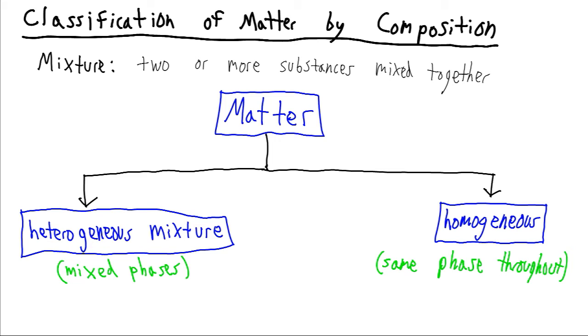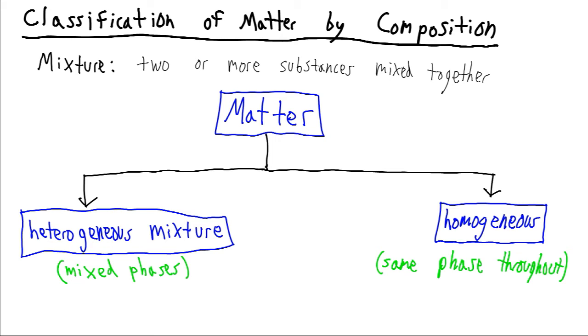That's where we have two phases mixed together. Like fog, we had liquid mixed with gas. We could also have maybe cereal or ice water, which would be solid mixed with liquid. What's important is that we have at least two of those.